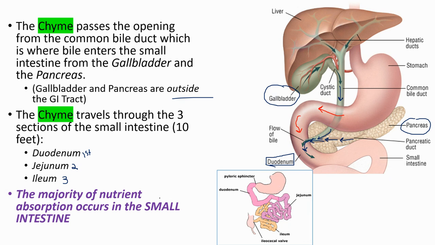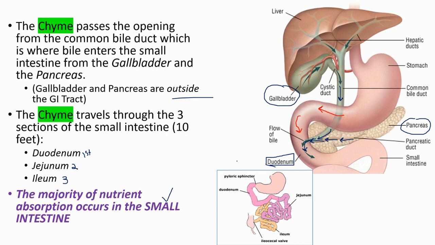And why is this important? Because your small intestine's main job is to absorb nutrients. So you've got a lot of chemical digestion happening here, and then as the macromolecules break down into their building blocks, those building blocks are going to get absorbed in the small intestine and enter into either the circulatory system or the lymphatic system.